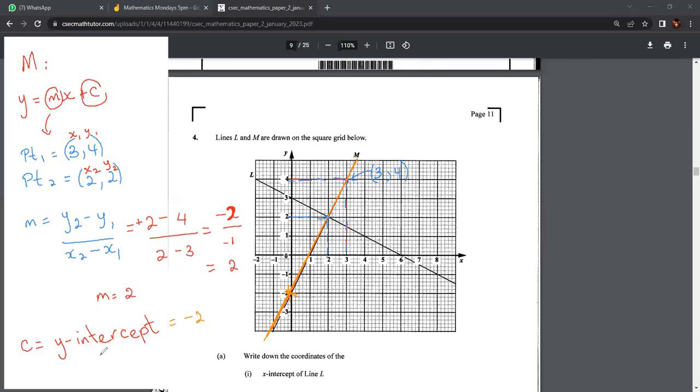into your M and C in the form y is equal to mx plus c, where M is 2. So if I have M, I'm going to substitute 2, plus C is -2. If I add -2, it's just -2. So my equation for M is going to be y is equal to 2x minus 2.